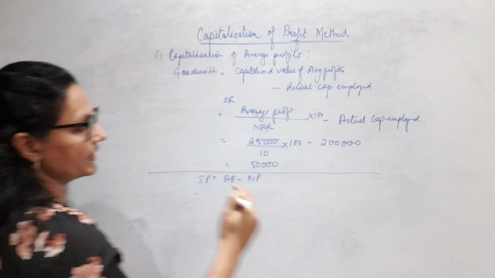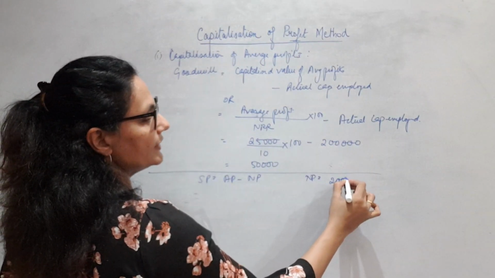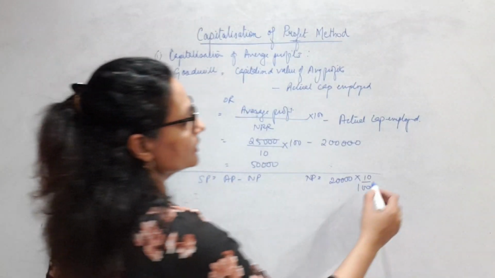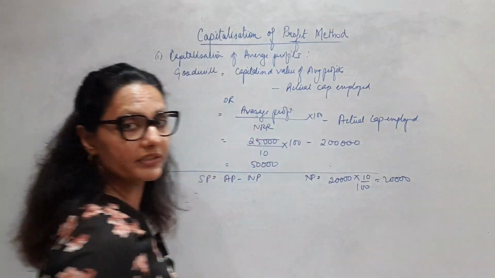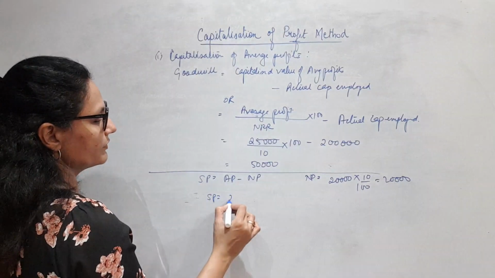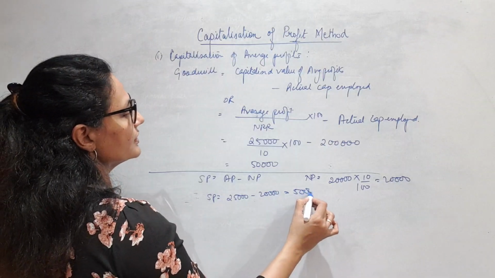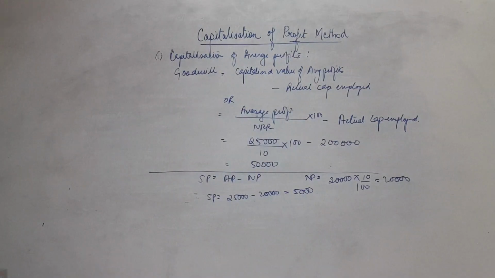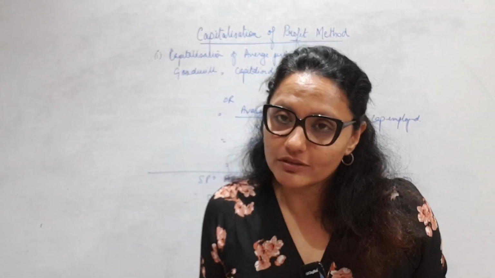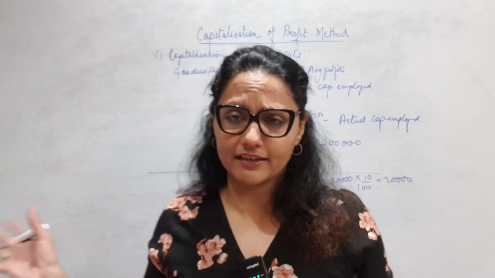Normal profit. Let us find out normal profit. This is the actual capital employed, 2 lakhs, into 10%. Correct? 20,000 is my normal profit. Average profit is 25,000. So how much is super profit? 25,000 minus 20,000. 5,000 is my super profit. Done. How do I find out the capitalized value of super profit? By now you know. Anything that I have to find the capitalized value of, divide that by NRR into 100.